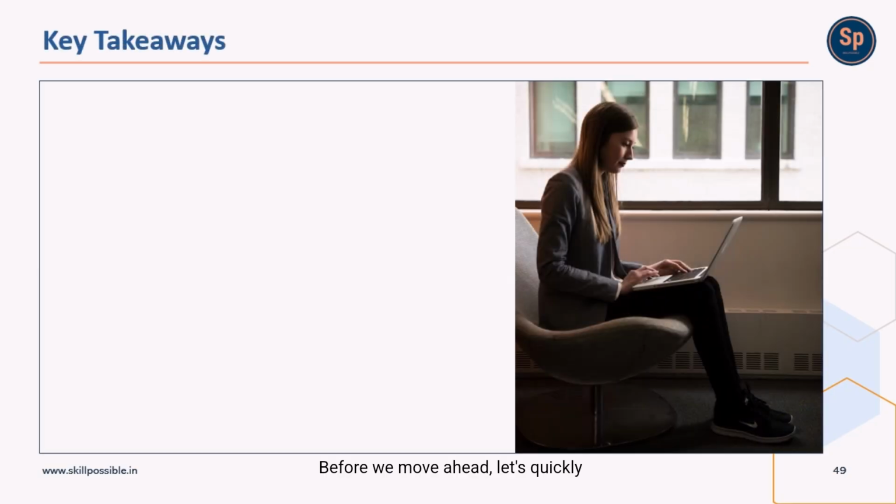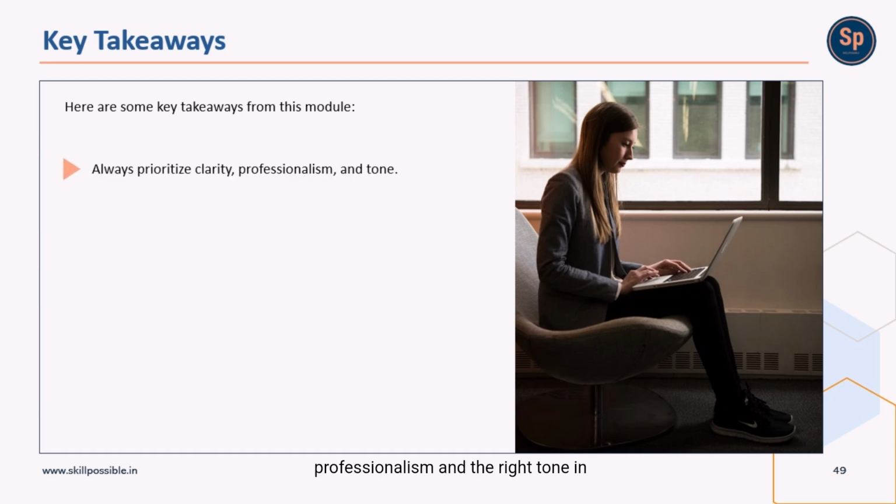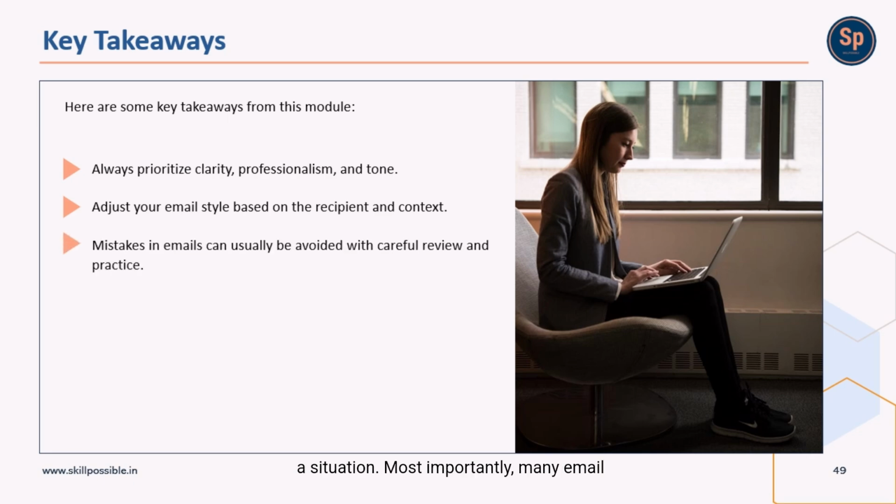Before we move ahead, let's quickly summarize the key takeaways from this module. Always prioritize clarity, professionalism, and the right tone in every email you write. Remember to adjust your email style based on who you are writing to and the context of the situation. Most importantly, many email mistakes can be easily avoided with careful review and regular practice. Keeping these points in mind will help you communicate more effectively and confidently through email.